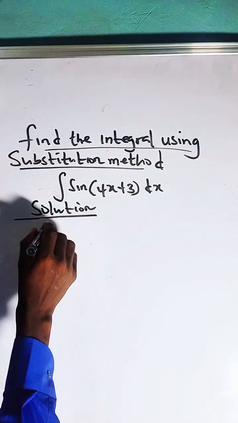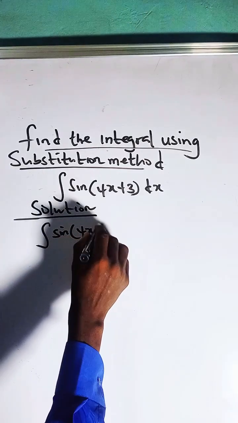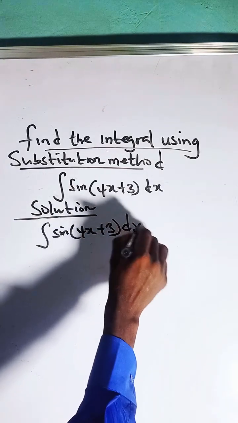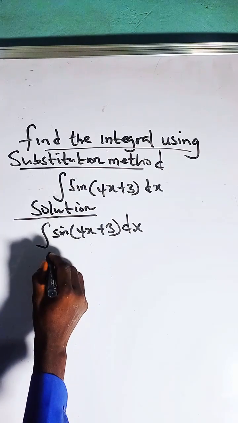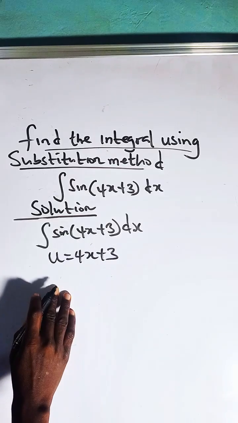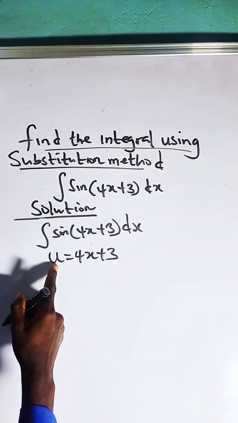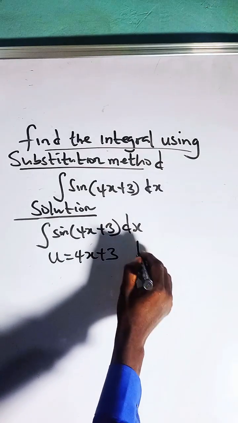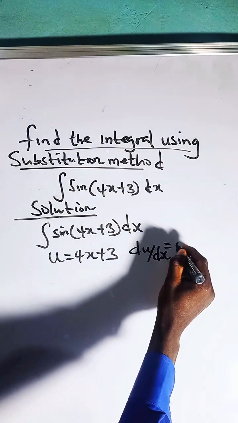For the integral of sin(4x + 3) dx, the first thing we do is represent this with u. So let us say u equals 4x + 3. In our knowledge of differentiation, let us differentiate u with respect to x. So we say du/dx is 4.